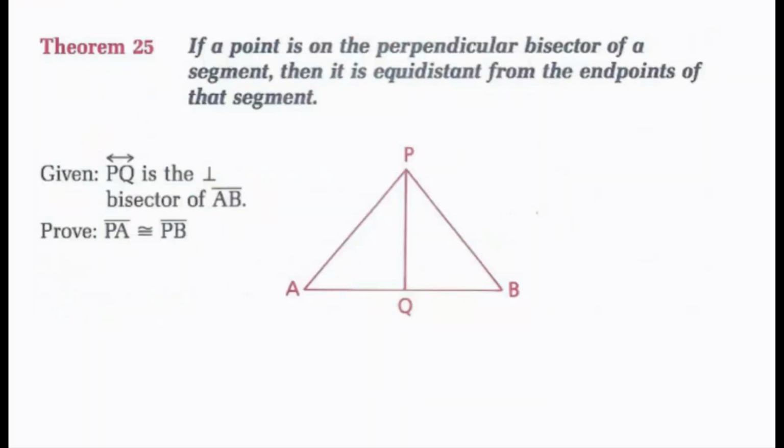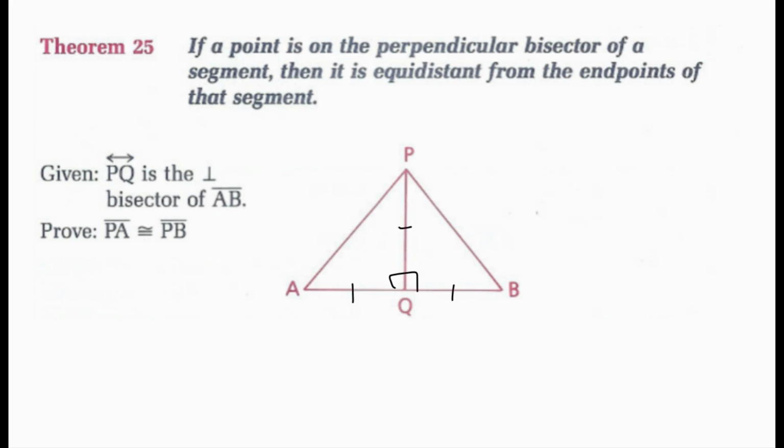There is a converse to my equidistant theorem. So if a point is on the perpendicular bisector of a segment, then it is equidistant from the endpoints of that segment. So looking at my diagram, I want to prove that segment PA is congruent to segment PB if PQ is the perpendicular bisector of segment AB. So if PQ is the perpendicular bisector, I know that these are right angles, and I would also know that AQ is congruent to QB.